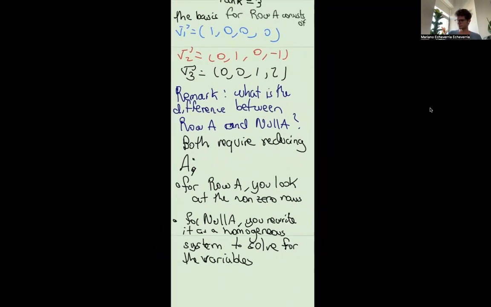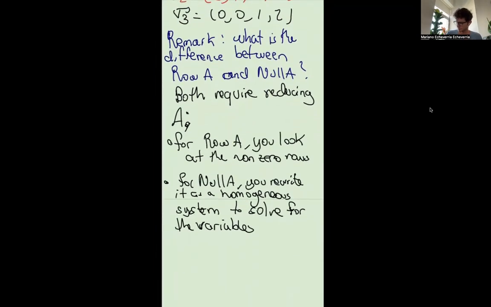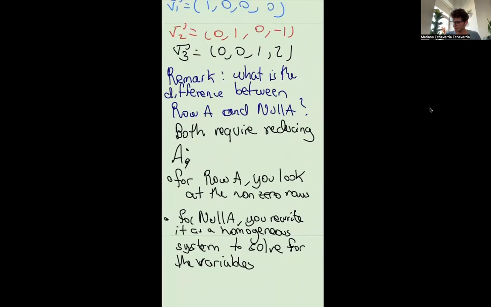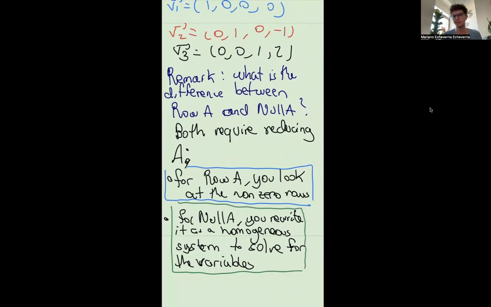Okay. Does that make sense? That's the difference. The null space is always a system of equations, so you always need to do that. Okay, and that's more or less all of it.